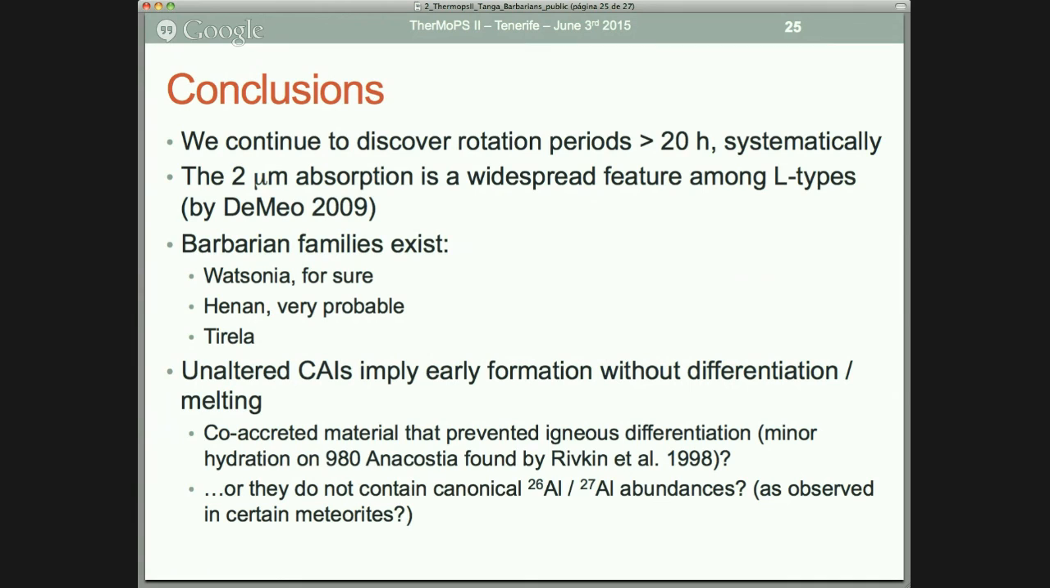Or maybe they did not contain at the beginning the classic abundances of aluminium-26. Certain meteorites seem to point in that direction, as if aluminium-26 was injected a second time, after the formation of the first objects. So a lot of open questions here.